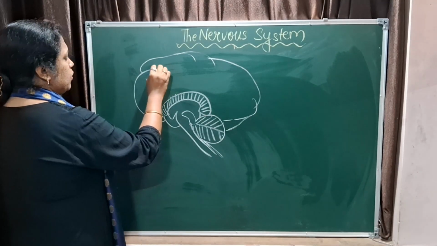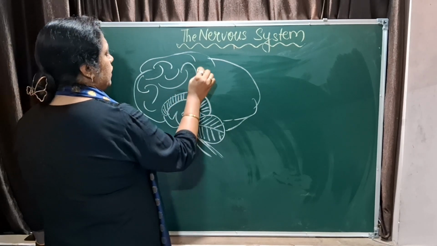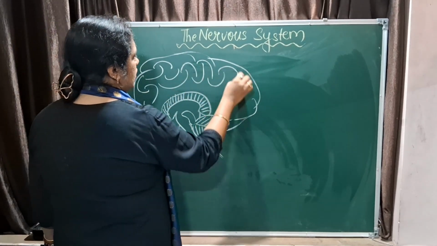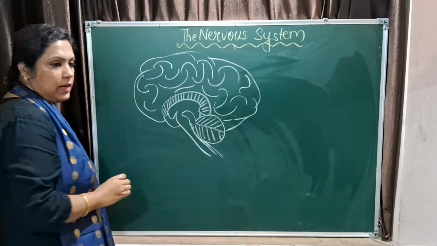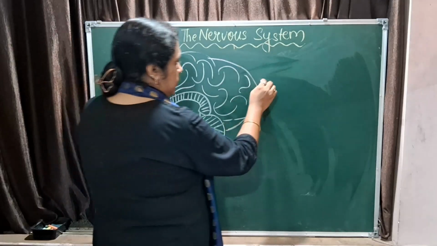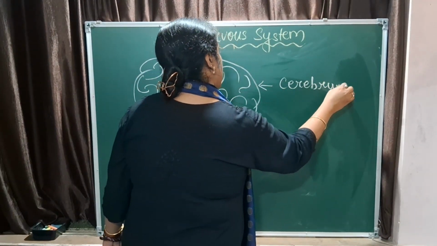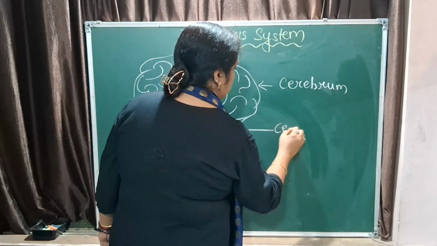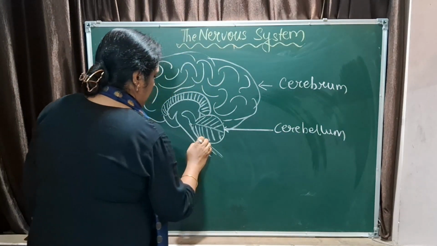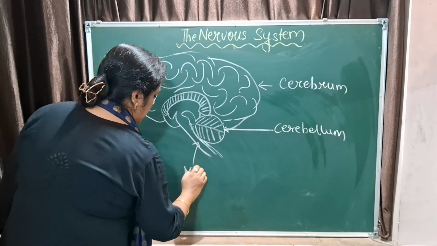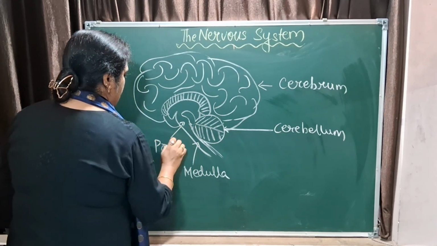So, we will have little bit folds, the sulci and the gyri, which increase the surface area of your brain to accommodate more neurons. The more sulci and gyri means more neurons you have and more intelligent you are, correct. Now, if we have to label it, this one is the cerebrum, this one is the cerebellum, this one is your medulla, this one is your pons.